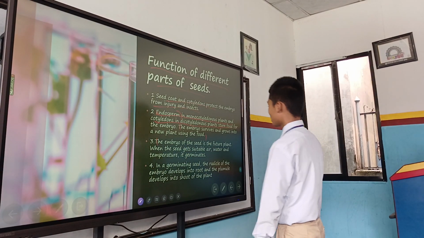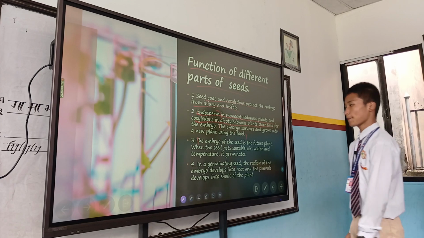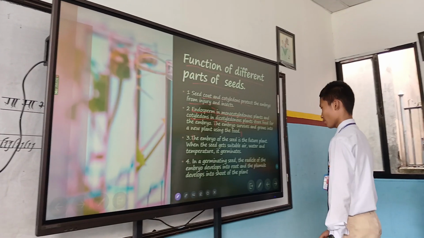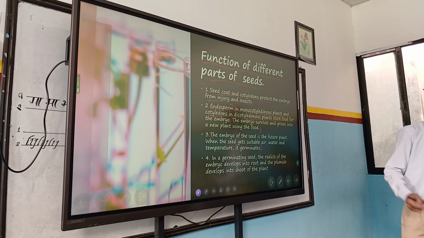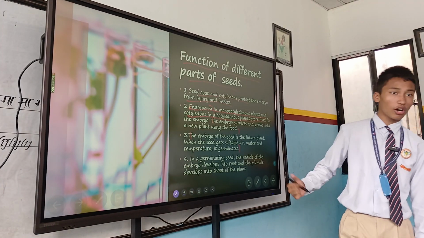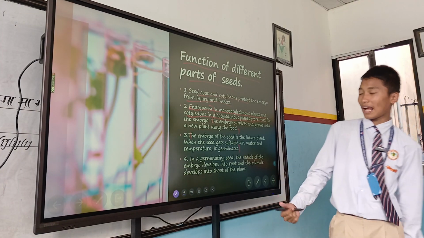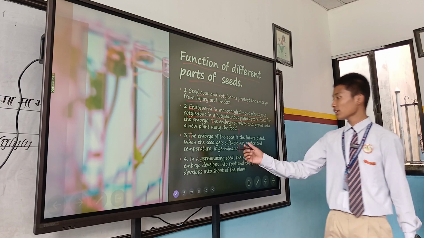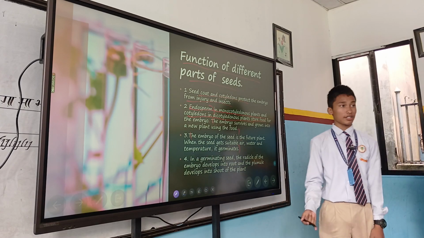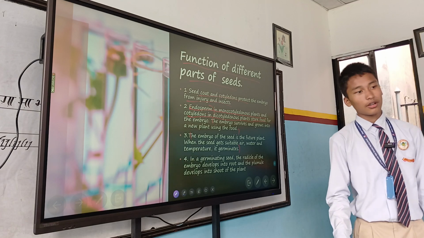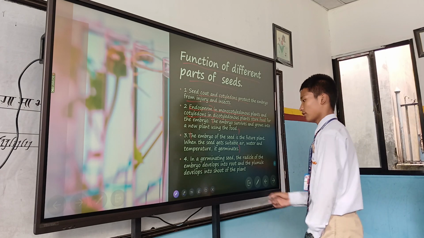The embryo of the seed is the future plant. When the seed gets suitable air, water, and temperature, it germinates, which creates a new plant.